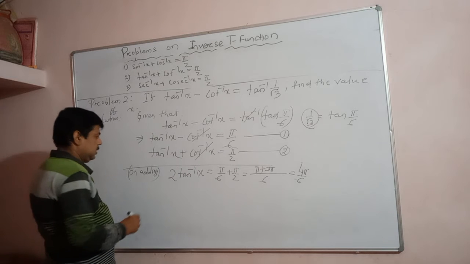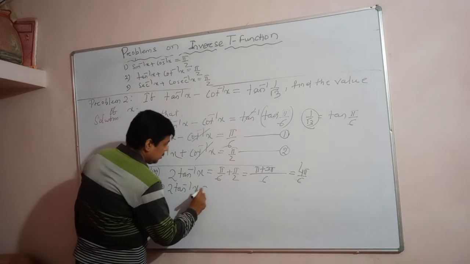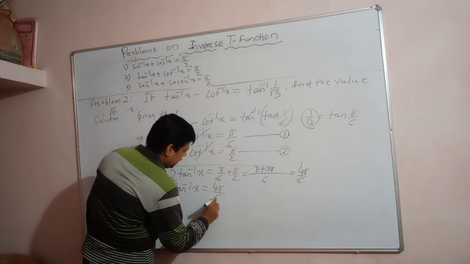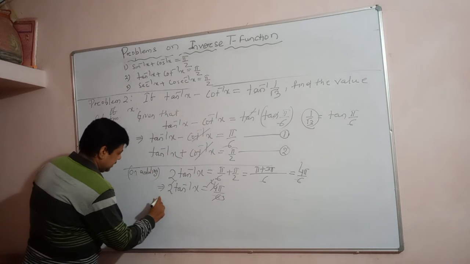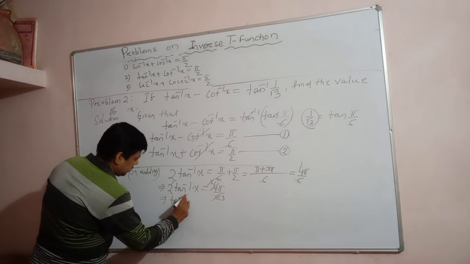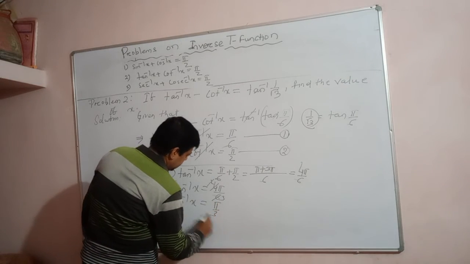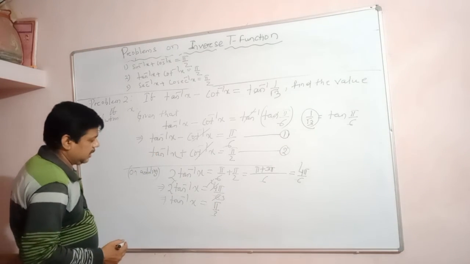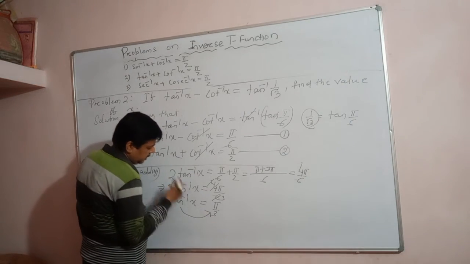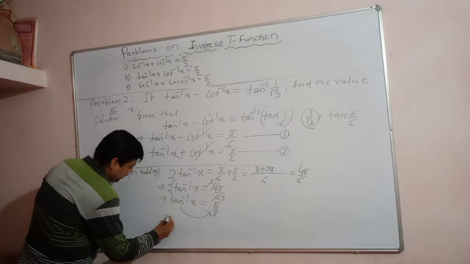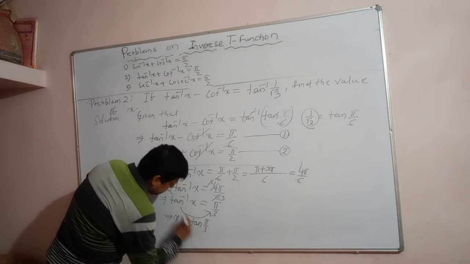So 2 tan inverse of x is equal to 4 pi by 6. Can I cancel 2 with 4 and 2 with 6? It means tan inverse of x is equal to pi upon 3. Can I take tan inverse to the right hand side? So x is equal to tan pi by 3.